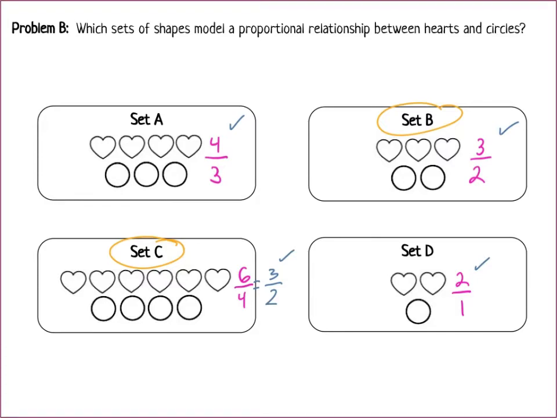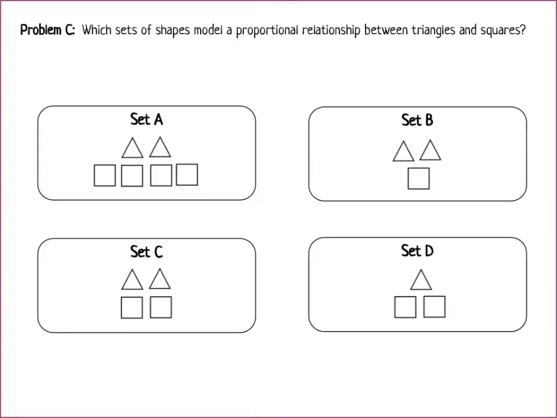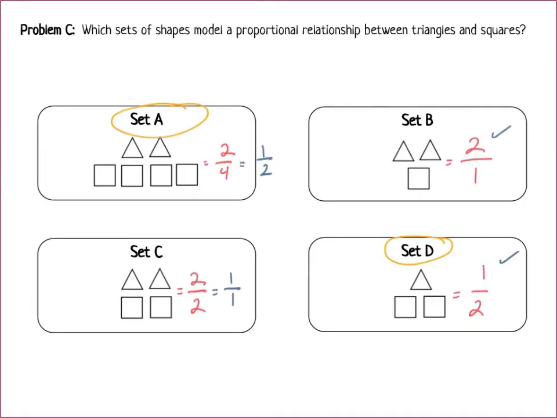Now let's try problem C. Here in problem C, we have a problem that is exactly like problem B. It says which sets of shapes model a proportional relationship between the triangles and the squares. This time I want you to try it on your own based on what we just saw in problem B. So pause the video now, try this problem on your own, then press play again to see if you are right. How did you do? Were you able to figure out that both set A and set D had a proportional relationship of 1/2, or 1 to 2? If you did, great. If not, go ahead and make sure that your paper looks like mine, and then let's move on to problem D.